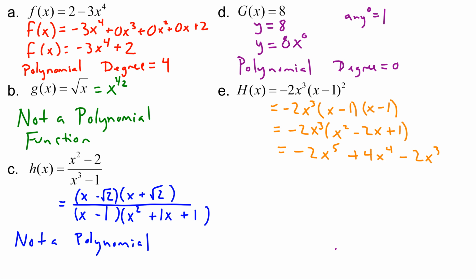So I'm starting with the highest power of x, which is the fifth. Then the next highest power is the fourth, and then x to the third. We can see all the powers of x are positive whole numbers, and so it definitely fits what we would expect a polynomial function to look like. So this one is a polynomial function. And the degree, the highest power of x, is 5, so we say this is a fifth degree polynomial. The leading term is this -2 times x to the fifth. Our leading coefficient would be -2.